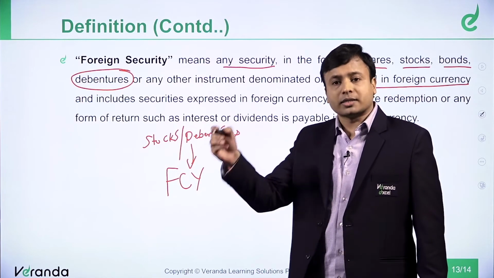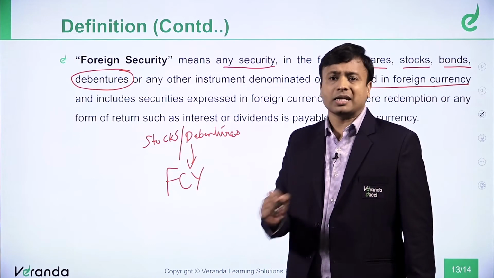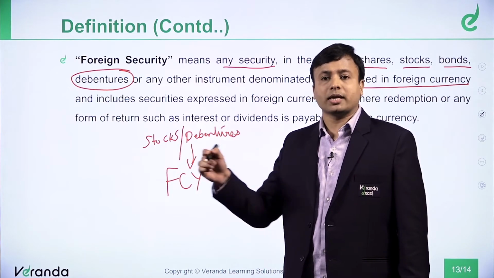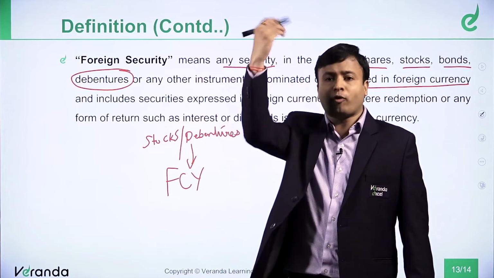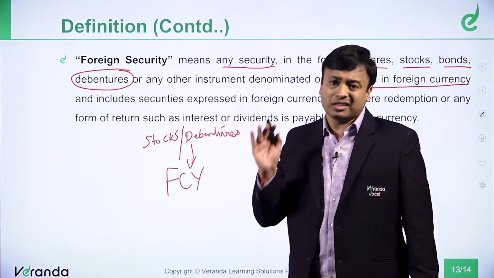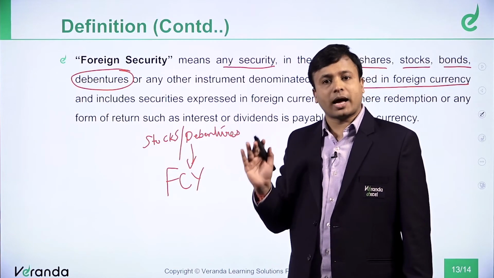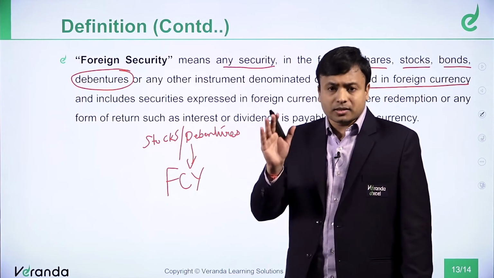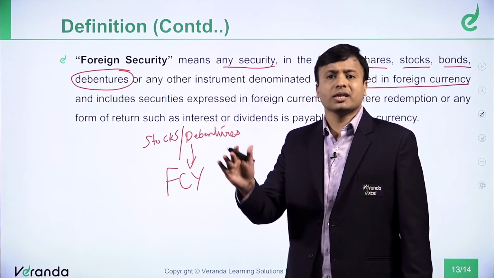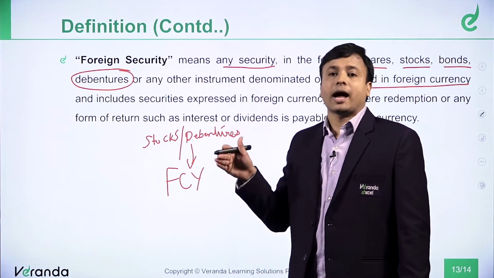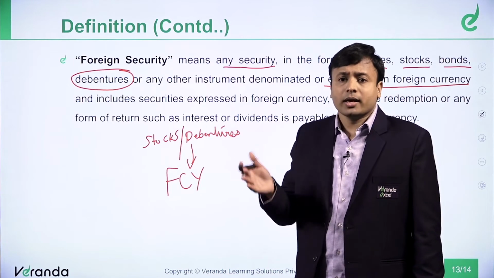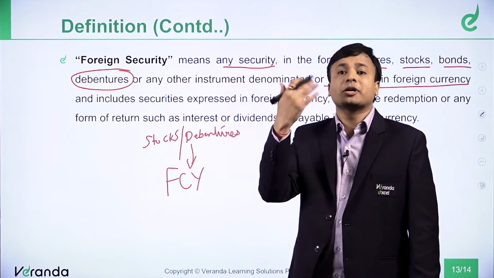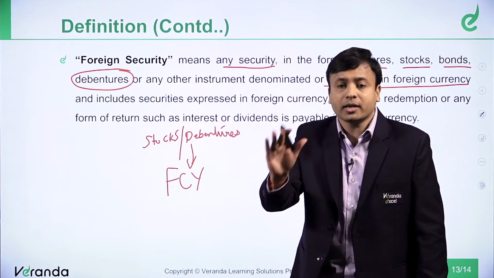The moment a security is denominated in Indian currency, it is out of scope of foreign security. Say for example, I denominate a security in Indian rupees, however it is issued to a foreigner, even then it is an Indian security, irrespective of who is holding the security. Suppose shares of Reliance are owned by a person in London. Does it become a foreign security? No, because it is an Indian share denominated in INR. However, if Reliance goes and lists some shares in NASDAQ, then it becomes a foreign security because it is denominated in foreign currency.